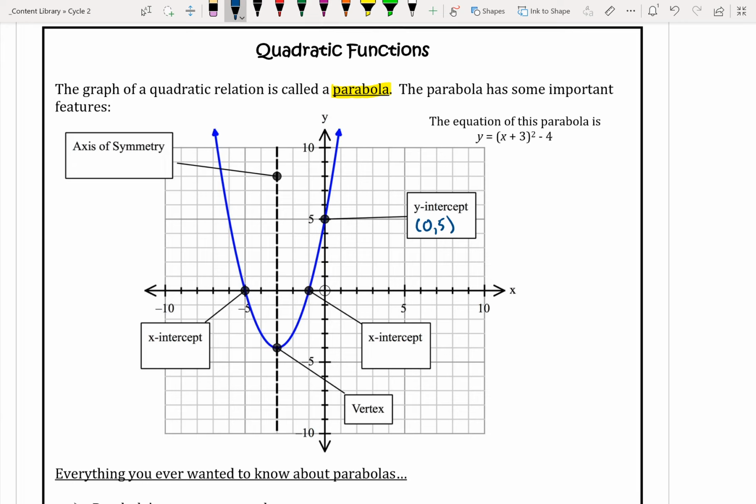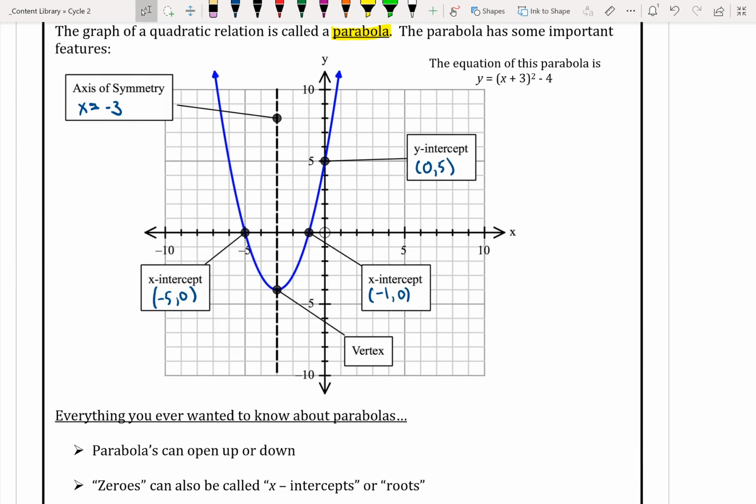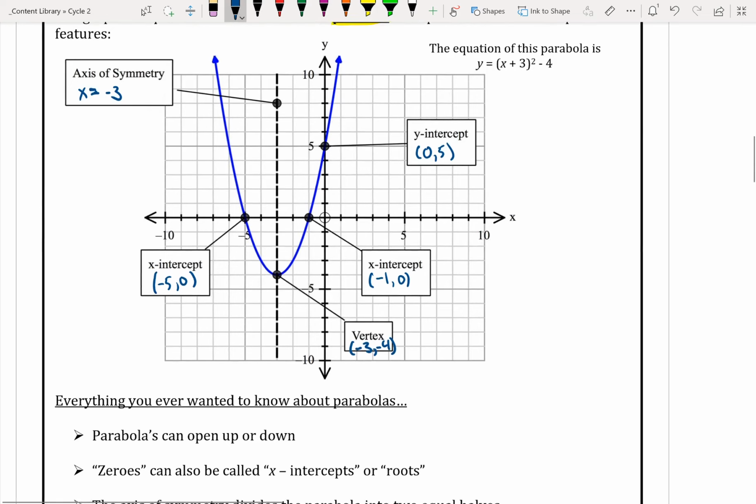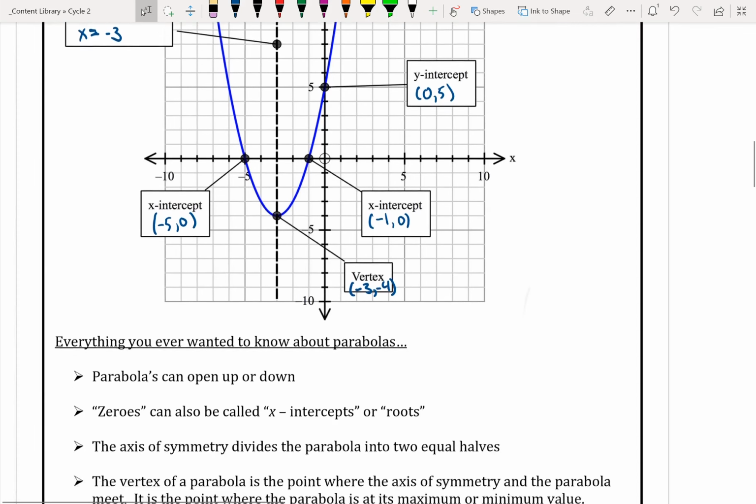Our axis of symmetry, again, remember, is that vertical line that cuts our parabola in half. In this case, it's x equals -3, because that's the equation for a vertical line. Our x-intercepts, where it crosses the x-axis, so (-1, 0), (-5, 0). And our vertex, again, is either that lowest or highest point. In this case, it is (-3, -4) because that's that lowest point. So again, those are the key things that we're looking for.